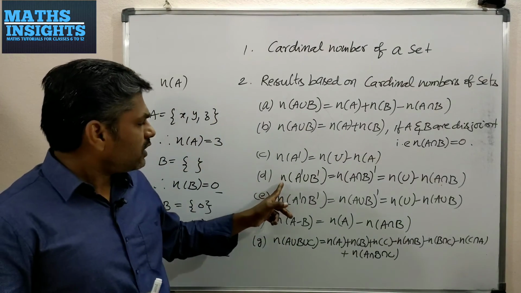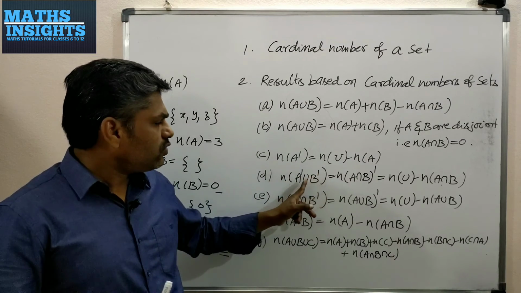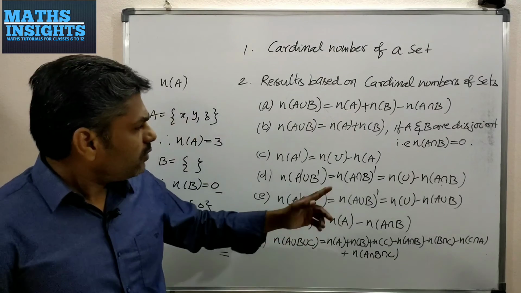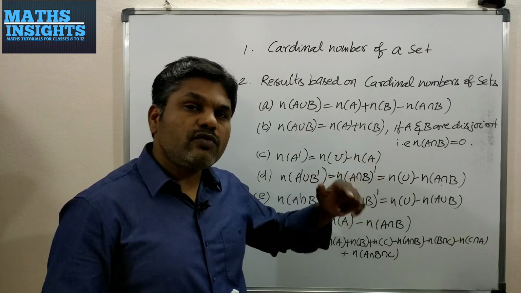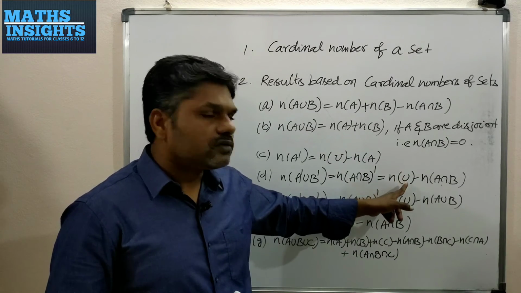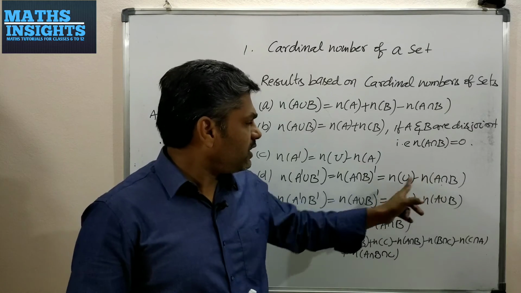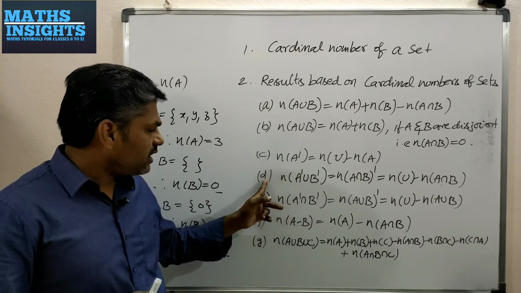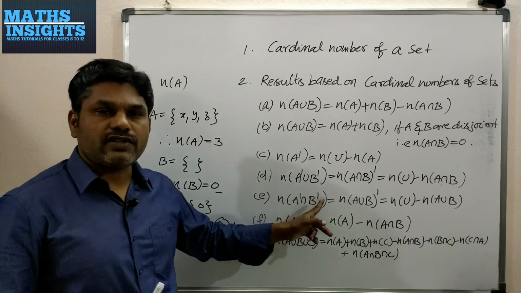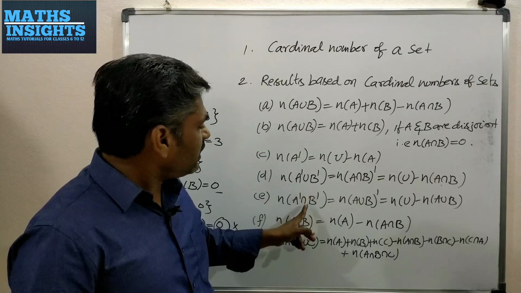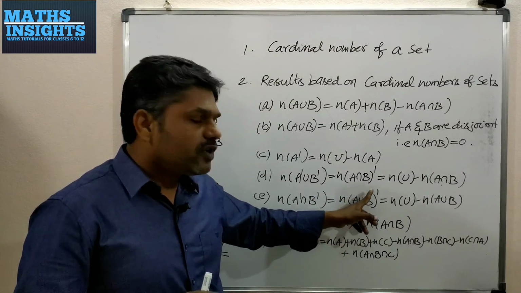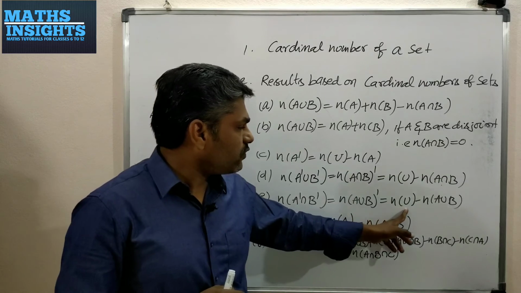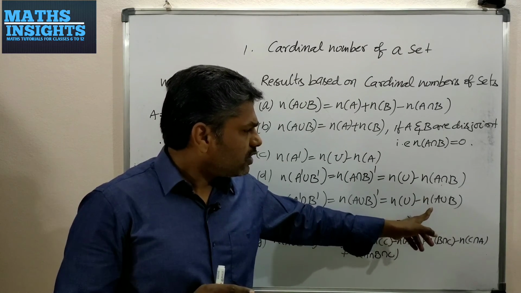Coming to D, n(A dash union B dash). You know, A dash union B dash may be written as (A intersection B) whole dash. This is De Morgan's law. A intersection B dash means U minus A intersection B. Therefore, the number of elements in the universal set minus the number of elements in both A and B. Coming to E, which is the same as D, n(A dash intersection B dash). You know again De Morgan's law, A dash intersection B dash is written as (A union B) whole dash. Dash means complement. You have to remove it from the universal set. Therefore, n(U), which is the universal set, minus n(A union B).